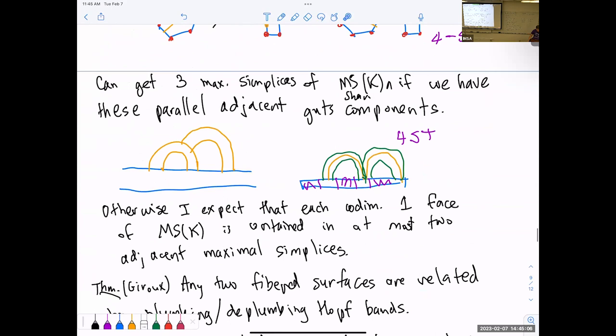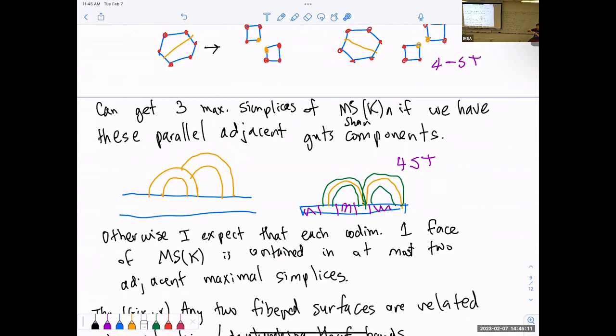All right. So anyway, if you don't have the parallel 4STs in different components, then I think that you should have this sort of maximal facets and pairs.